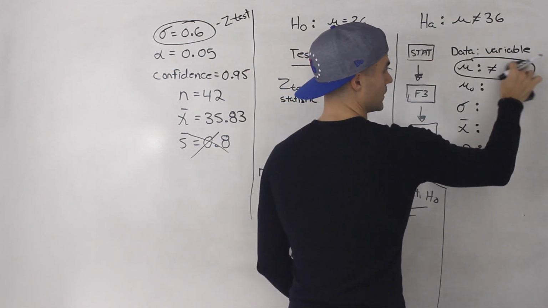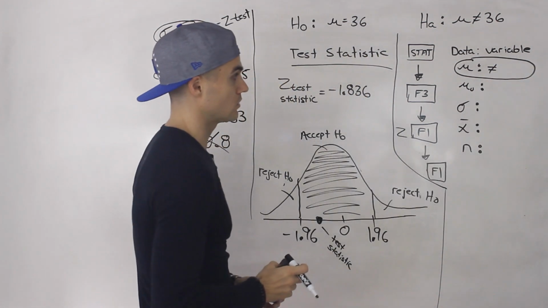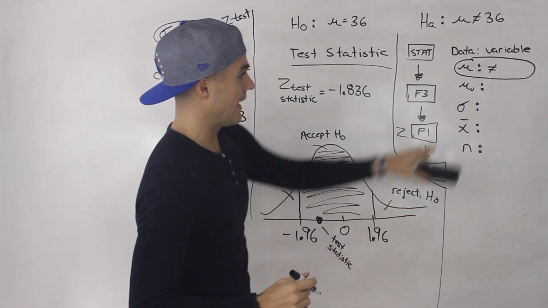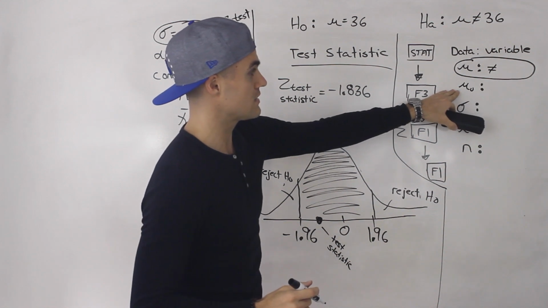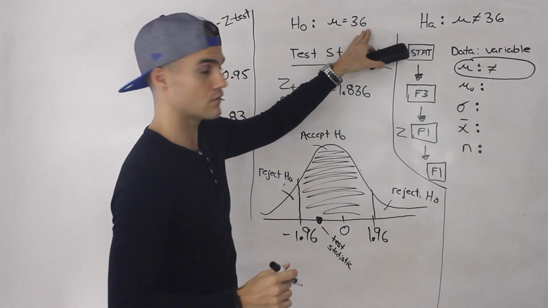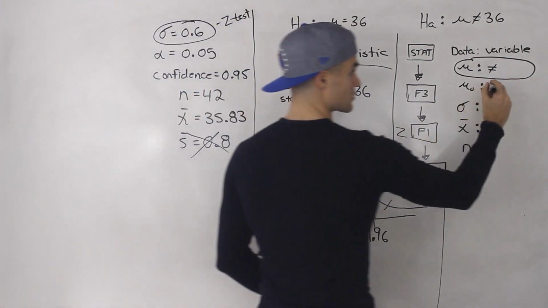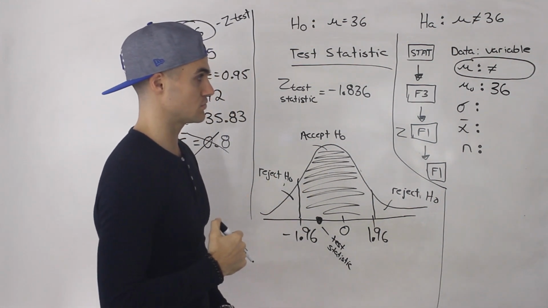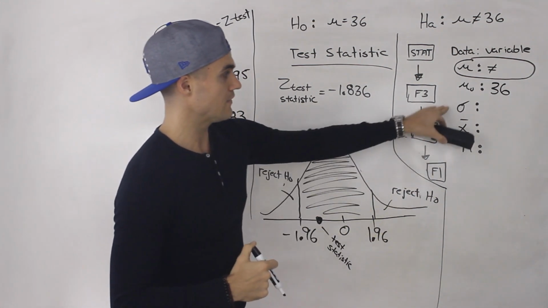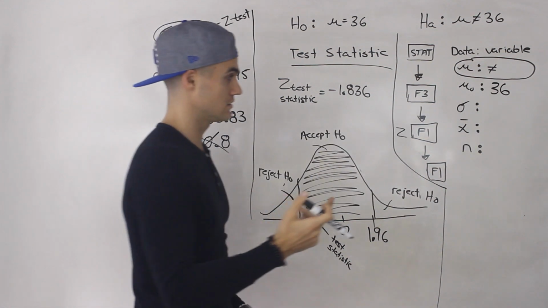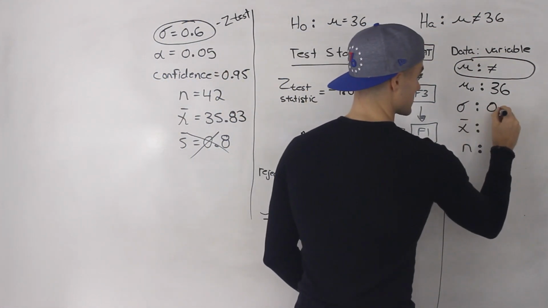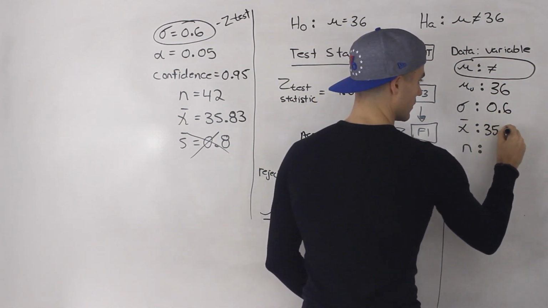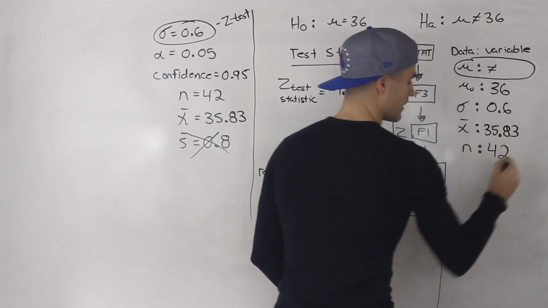But in this case, we know it's going to be the non-equal input because that's what the alternative hypothesis in this case is. And then this here is the value of the null hypothesis. In this case, it's 36. Right, the number of grams of sugar that should be in each Gatorade bottle. And then this here is the population standard deviation, which is 0.6. This here is the sample mean, which is 35.83. And the sample size is 42.